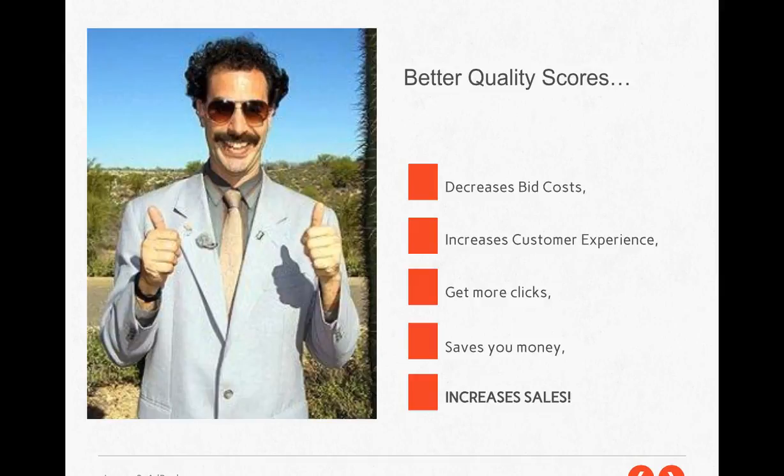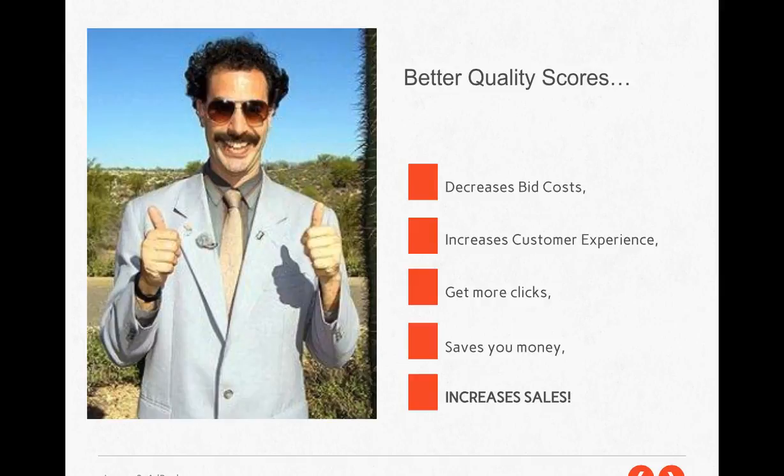So better quality scores decrease your bid costs, increase your customer experience because they're getting what they thought they would get. They're not going to pages that are completely irrelevant from what they are looking for. They're clicking on an ad because it's what they wanted, going to a page that is what they wanted as well. And then you get more clicks for less money, and ultimately, at the end of the day, you'll increase sales if you stay along that same line of relevance.